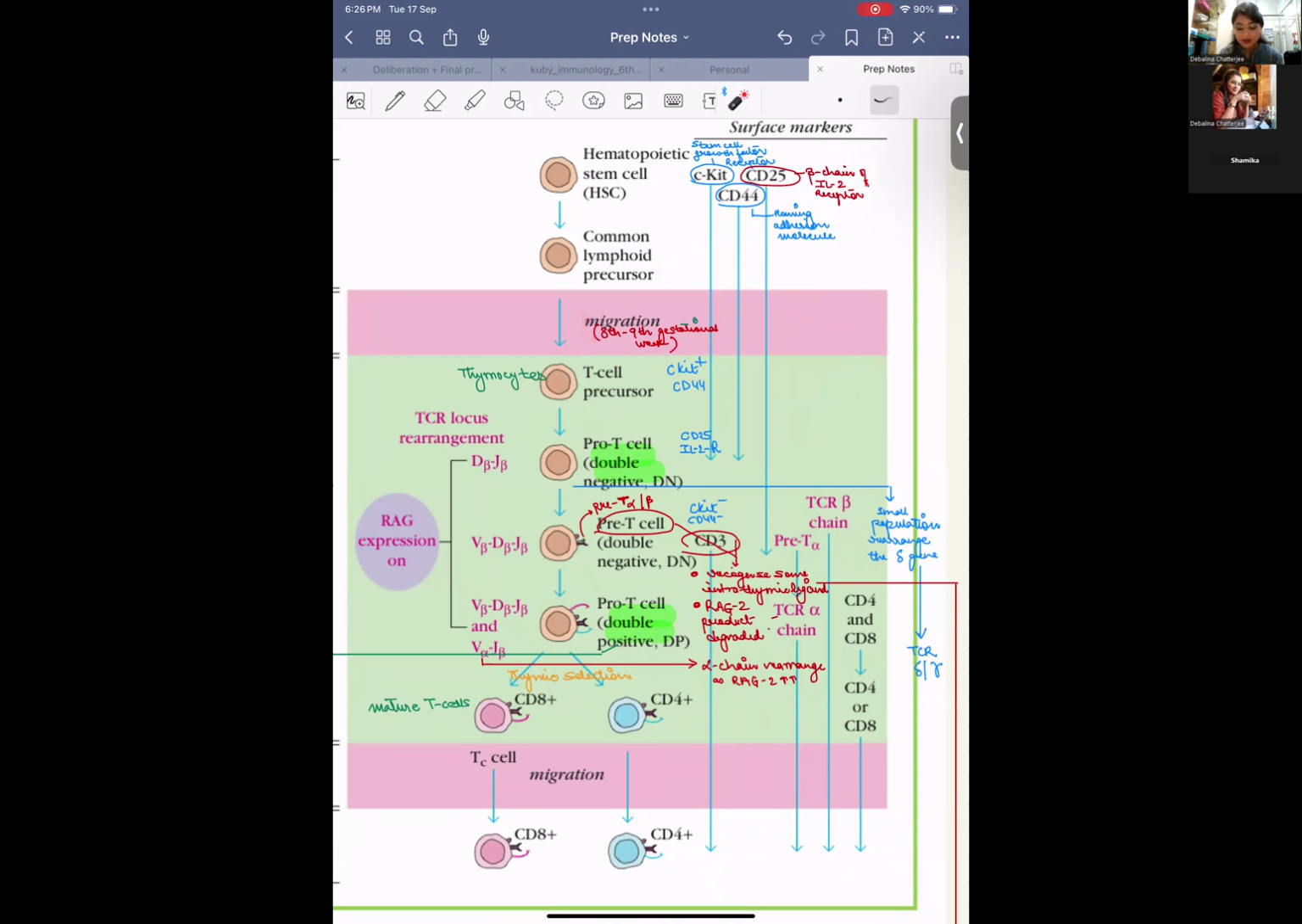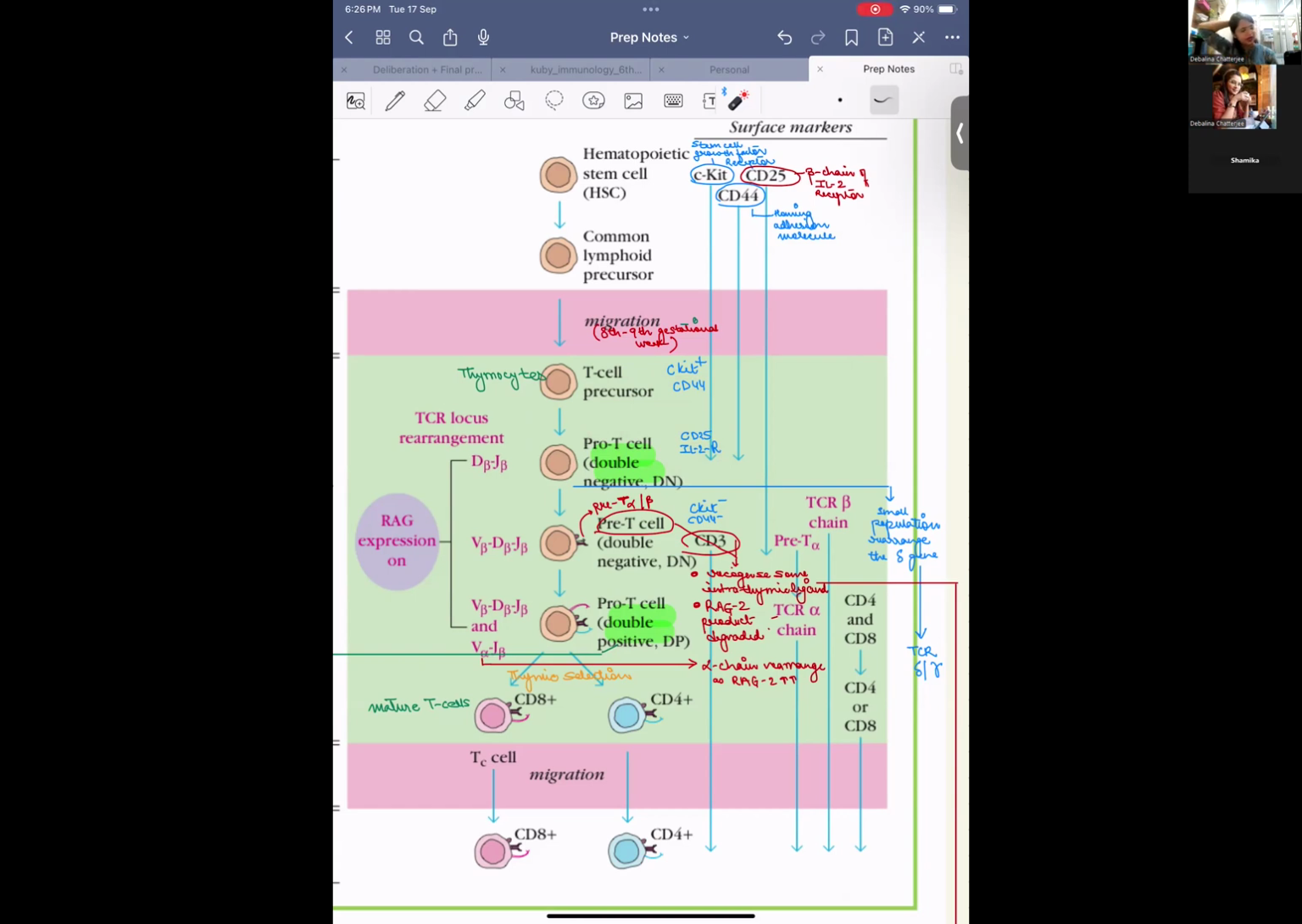The cells that now cease to express CD44 but continue to still express c-KIT are designated as the T cell precursors or thymocytes. These cells will further cease to express c-KIT, and only CD25, which is an IL-2 receptor, is going to be expressed. Such cells are called the pro T cells or the double negative cells.